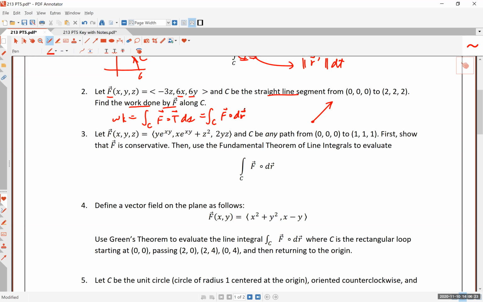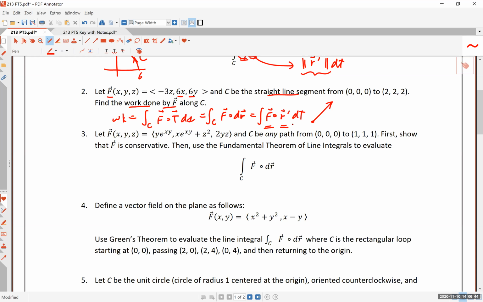And then you should remember this is calculated by F dotted with R prime. You no longer need that speed because that part cancels out, right? And so this is what you need. So at this point, you should know, oh yeah, I have to write F in terms of X, T, and then you parameterize R and then find R prime.